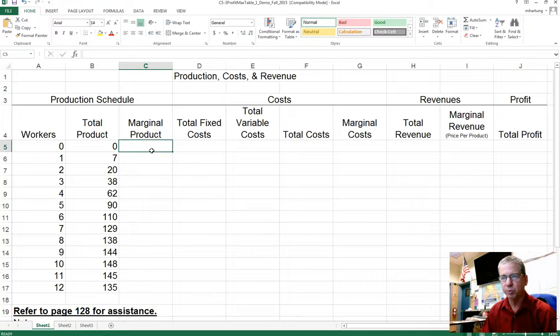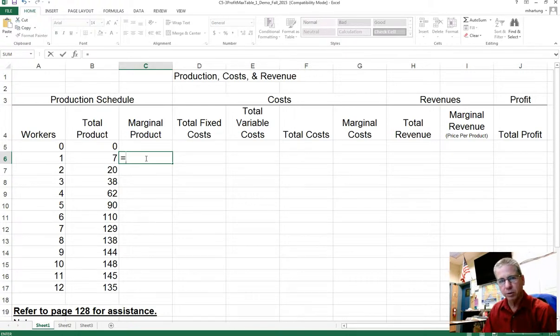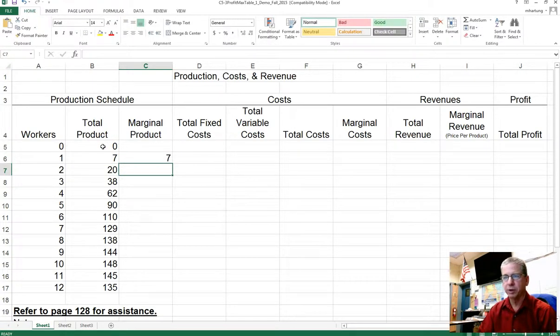So first up is marginal product. And this calculation here at this location is not required because there is no product to calculate. So we'll skip on down to C6 there, and do this for 1 worker. And so the calculation is always start a formula in Excel with an equal sign. Click on the total product for that first worker minus the previous total product, which in this case happened to be 0, and so now we have 7. And so you will do this in a similar fashion for each worker.